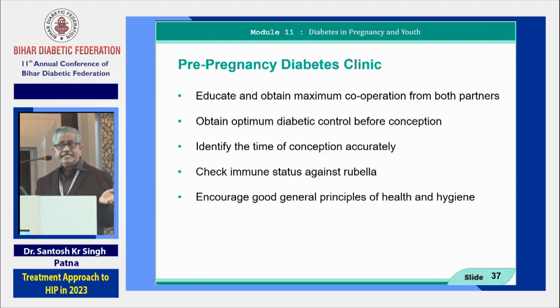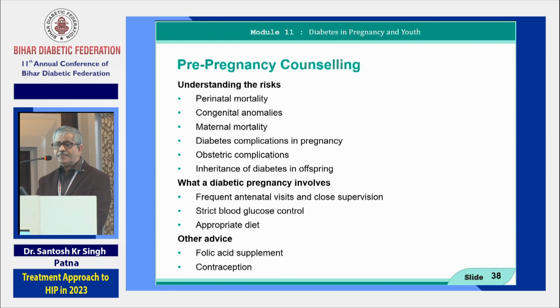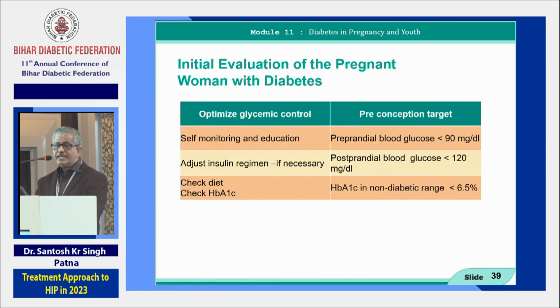And the immune status is very important. These two things: the immune status against rubella, and the optimum use of folic acid even 3 months before planned pregnancy. And we are coming to that area, understanding the risk of perinatal mortality and congenital anomalies in pre-existing diabetes. What a diabetic pregnancy involves is very frequent visits and strict glycemic control. We will see the targets in a subsequent slide. Importantly, as you can see, folic acid supplementation, and contraception till the patient has good glycemic control.